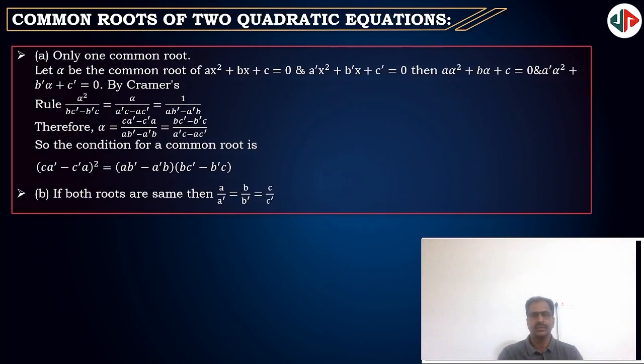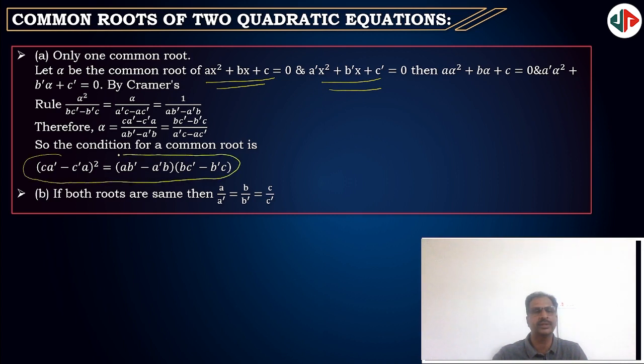Next, what are the conditions for common roots? These are the two quadratic equations. Let us say alpha is the common root for these two quadratic equations. Common root means the root which satisfies both the equations. The condition for common root should be remembered like this. This is the condition for common roots. CA dash, this is the condition for one root to be common for both the quadratic equations.